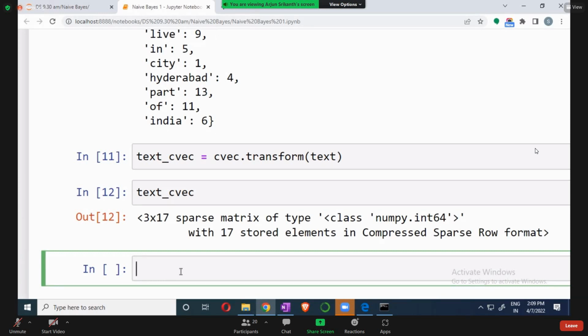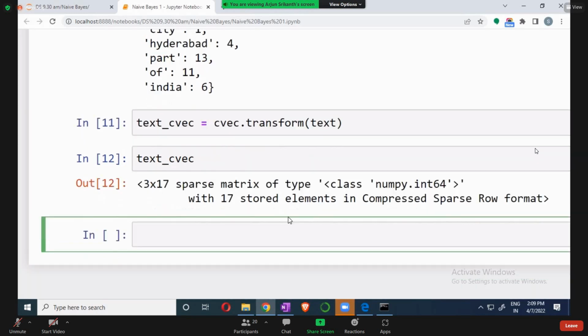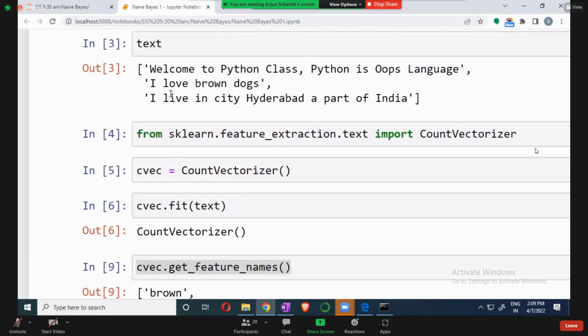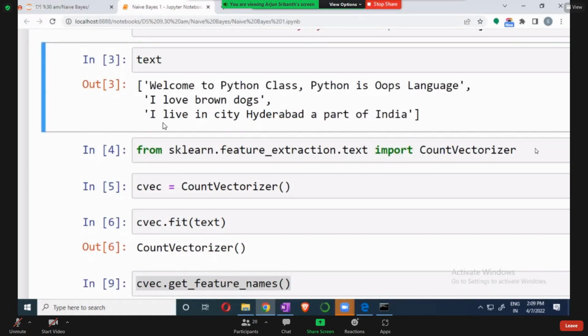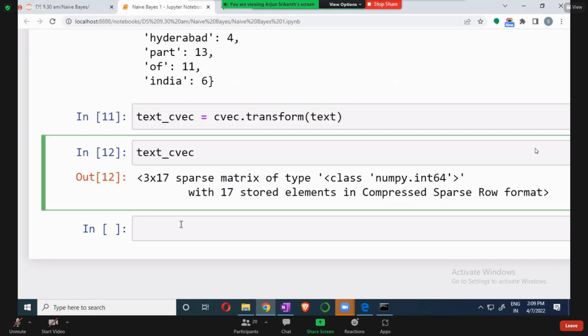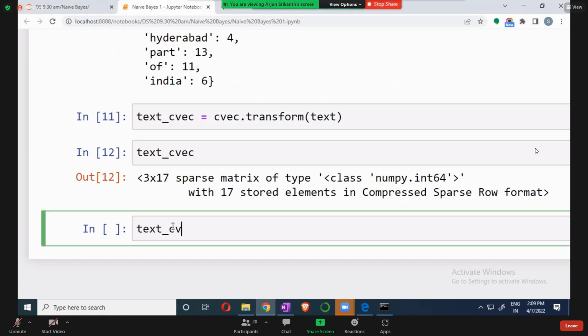What is a sparse matrix? See, whenever a matrix has a lot of zeros, that will be considered a sparse matrix. Now in this case, it's 3 into 17. Is it 3 into 17, guys? These rows, each, how many did I give over here? 3. First one, second one, third one, so 3 is there. Now what does 17 mean? 17 unique words are there, and they are all considered as columns. Now this one I want to see. How will I do it? text_cvec.toarray(). If you do toarray, you are going to get it.